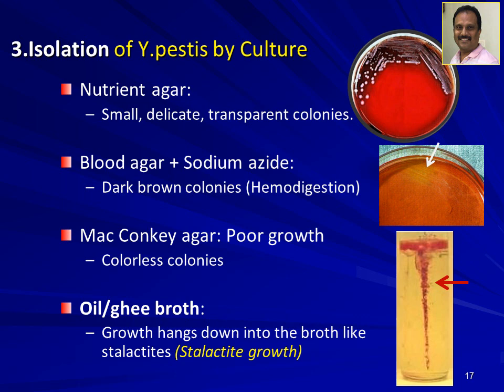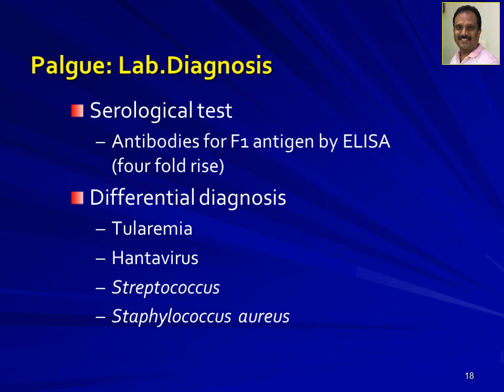And serological tests are available for the detection of antibodies against F1 antigen by using the ELISA method. A fourfold rise in the paired sera will always confirm the diagnosis. This diagnosis has to be differentiated from other animal diseases like tularemia and hantaviral disease, and also streptococcal and Staphylococcus aureus infections.